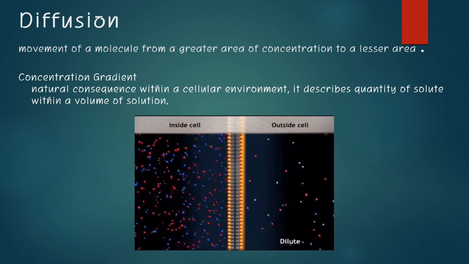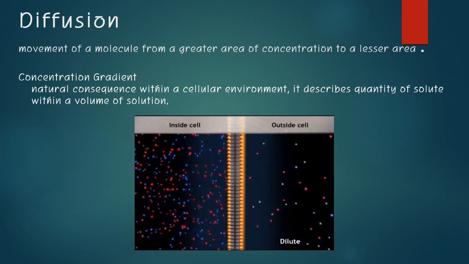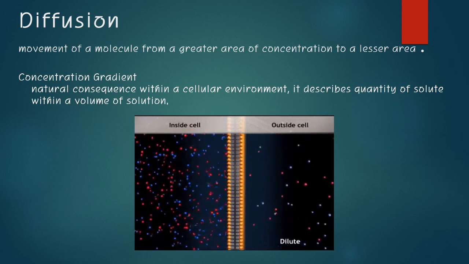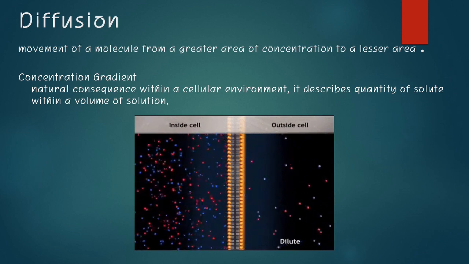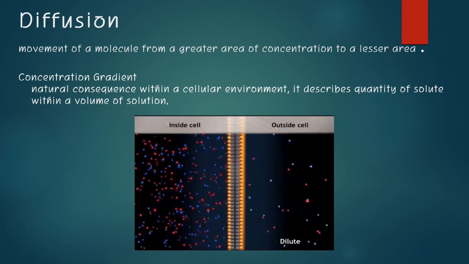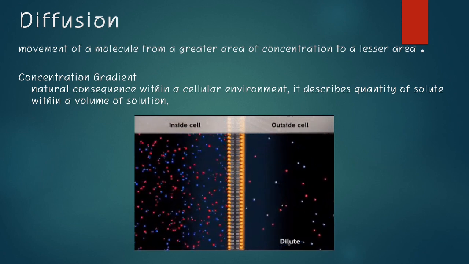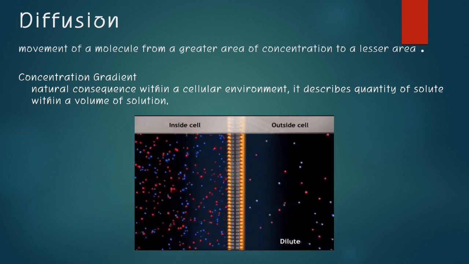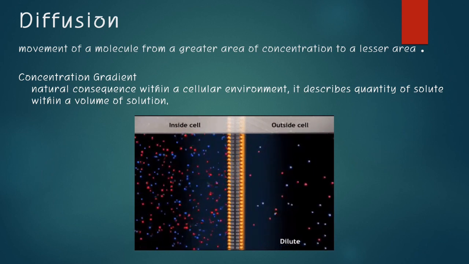The illustration below depicts a concentration chamber. It is separated by a semi-permeable membrane in the middle. On the left is an intracellular compartment, or inside the cell. There is a high quantity of solutes within a given volume of a solution. And on the right is an extracellular compartment, or outside the cell, where there is a low quantity of solutes within a given volume of a solution. By homeostasis, sooner or later, there will appear an equal concentration gradient.